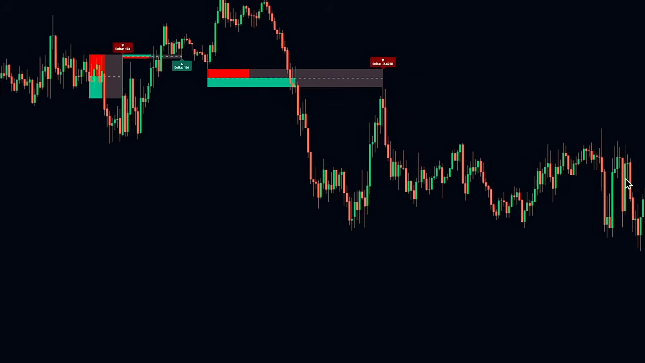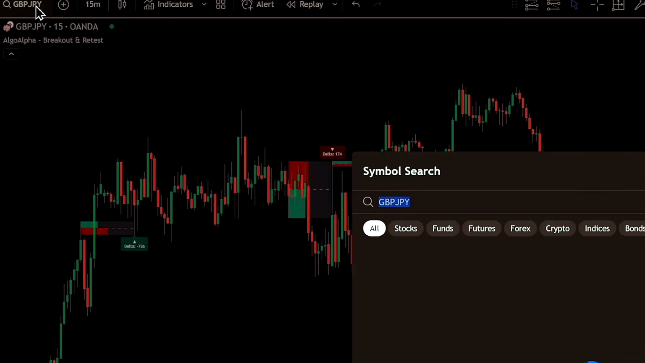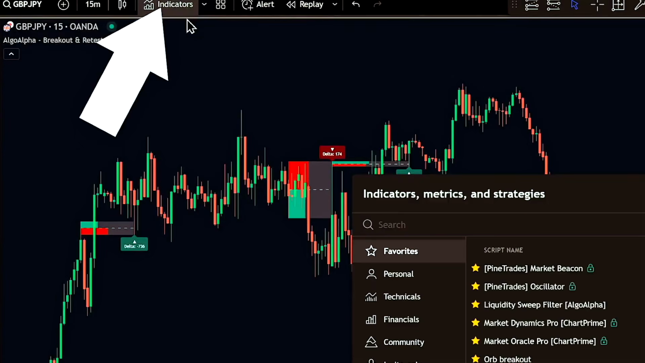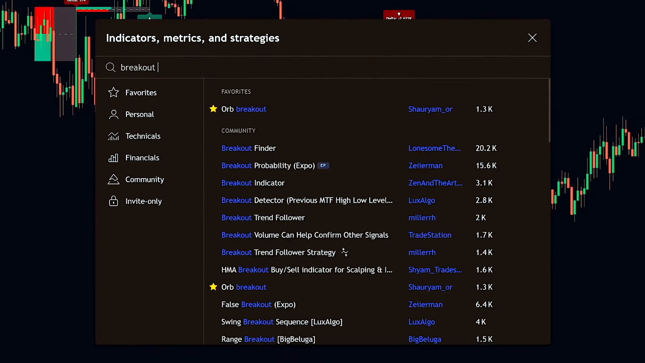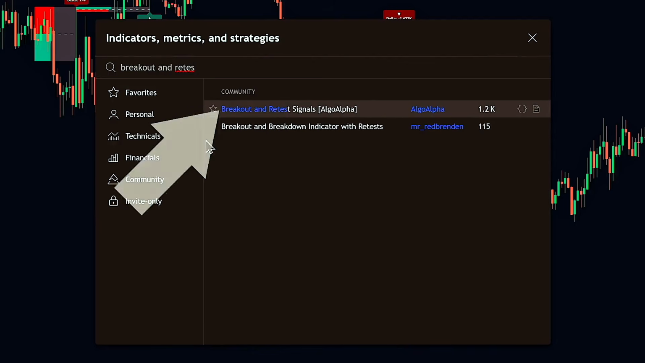From there, go ahead and pull up the 15-minute chart of GBPJPY, or any other pair that you want. Then hit the indicators button and search for breakout and retest. The one you're looking for is by Algo Alpha.